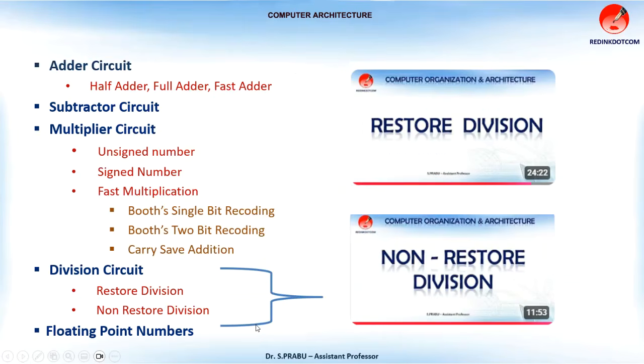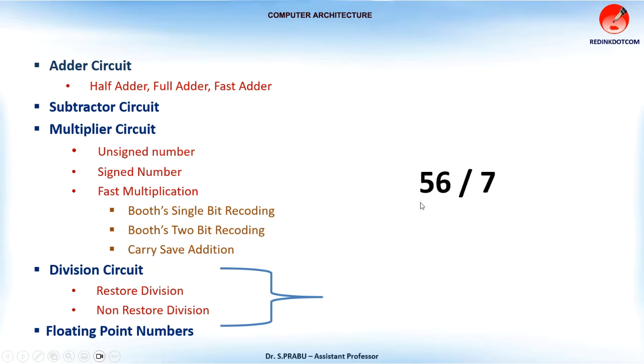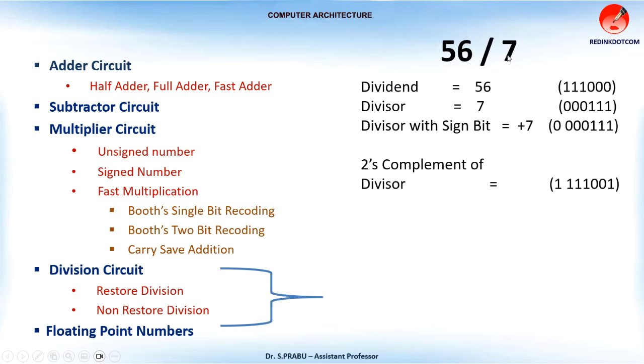Let's move to the division circuit. These restore and non-restore division circuits are explained separately in this video. In this division operation, we do the subtraction process, so in this part also you are using negative numbers. So the representation is very important. Let's take one example. Here 56 is the dividend, 7 is the divisor. First I write the bigger value. It contains 6 bits, so I make 6 bits for the 7 also.